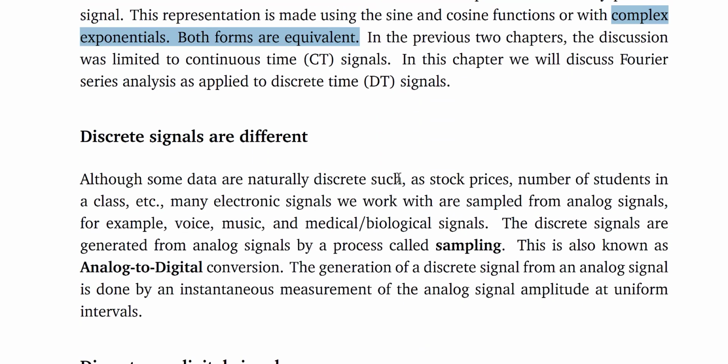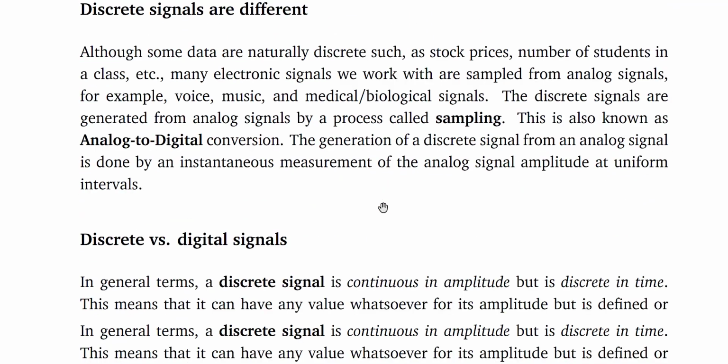Well, discrete time signals are quite a different thing than analog signals. And although there is some data which is naturally discrete, such as stock prices or number of students in a class, a majority of the electronic signals that we work with are sampled from analog signals. For example, music and any kind of measurement type signals. And discrete signals are generated from analog signals by a process called sampling. And it's also called A to D conversion.